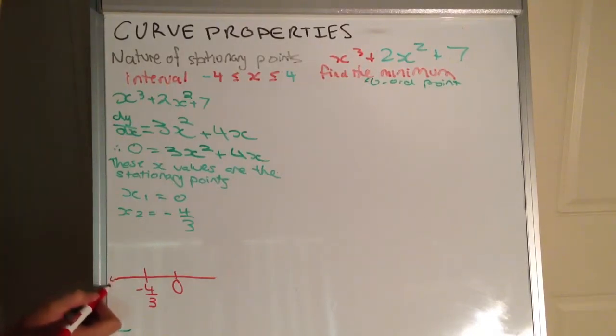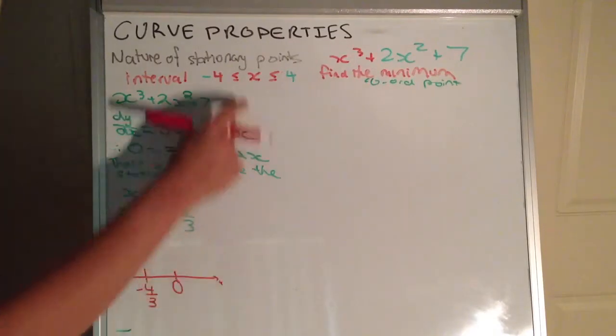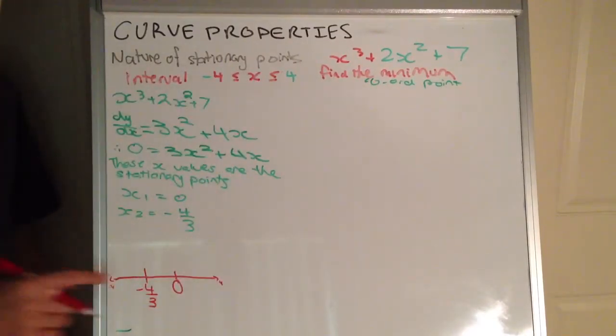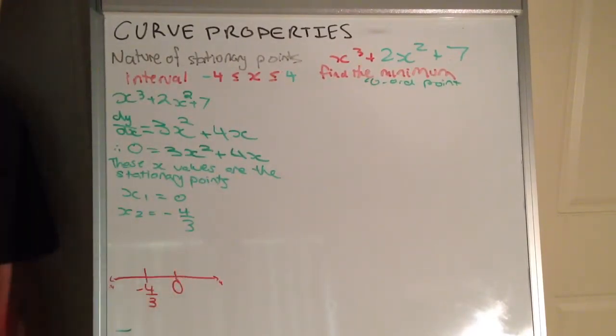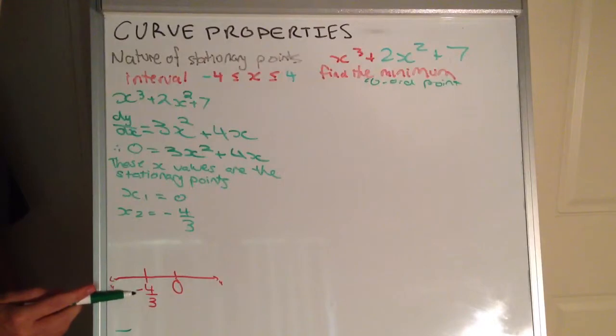And then you'd have -4 out there somewhere and 4 out here, because that's the interval we're looking at. But we want to be able to fill in these gaps for our turning points on the cubic. So now, what do we do to be able to find out what's happening to the slope here? We need to look at the derivative.